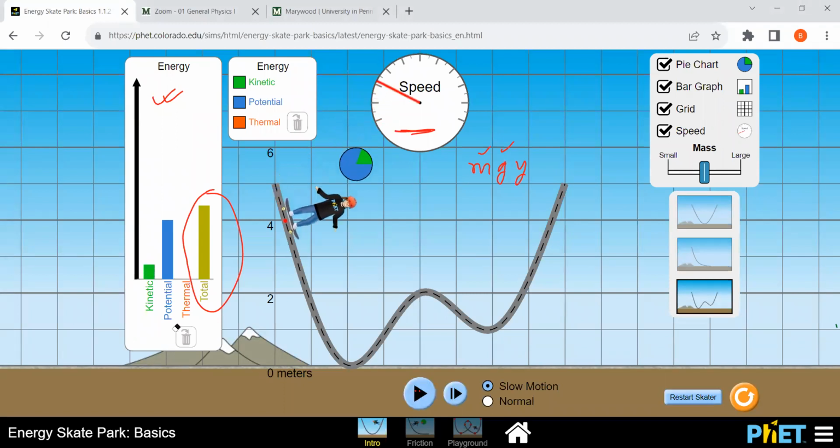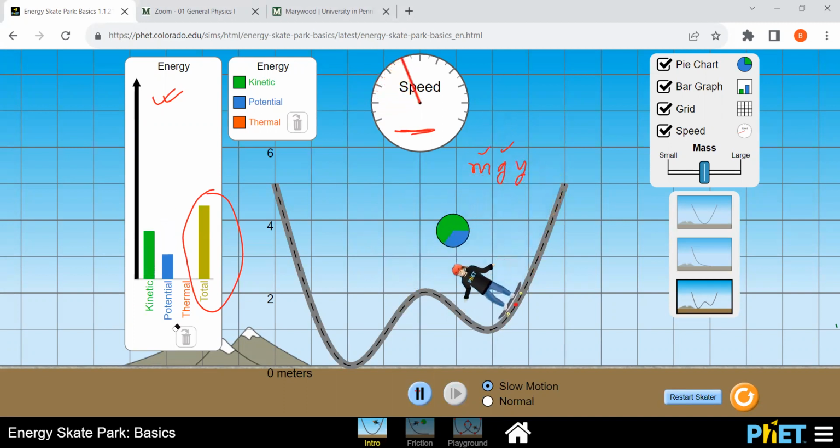So you see that now at this point, when the boy is at 4 meter, it has some potential energy and some kinetic energy, but the kinetic energy is increasing and potential energy is decreasing. But there is no change in the total energy. So when at the ground, you see that there is change in kinetic and potential energy.